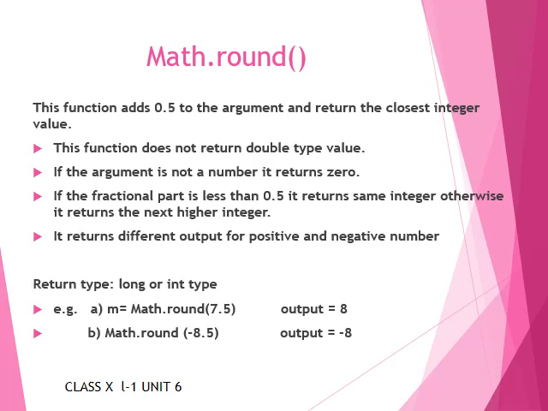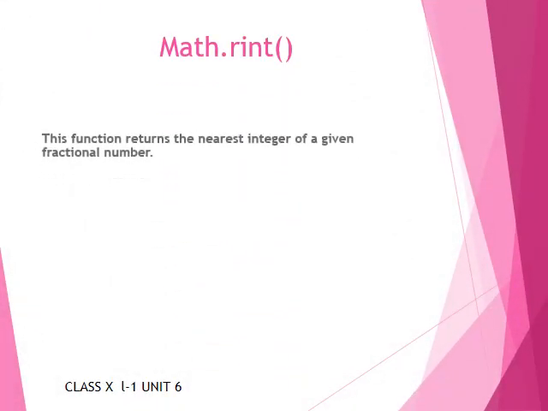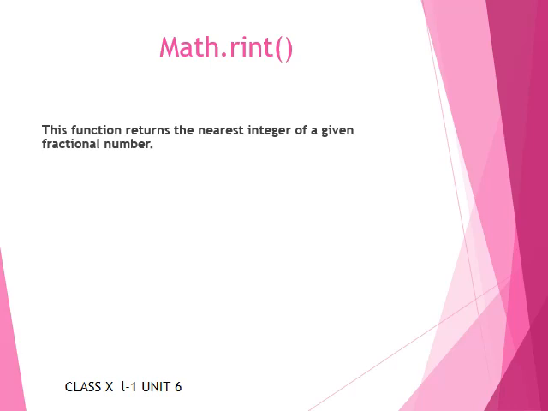First example is m = Math.round(7.5), output is 8. Another example is given, Math.round(-8.5), output is -8. Math.rint. This function returns the nearest integer of the given fractional number. Return type is double type.